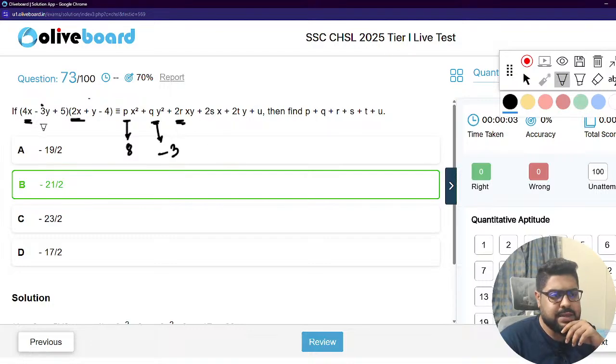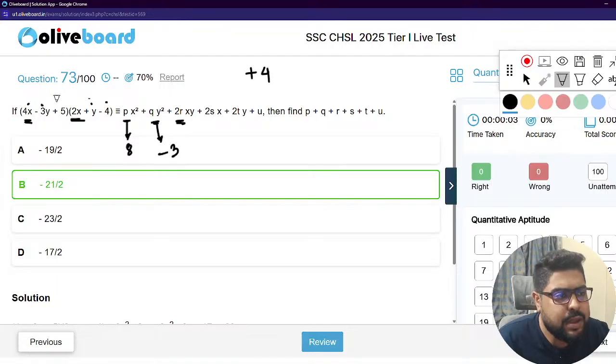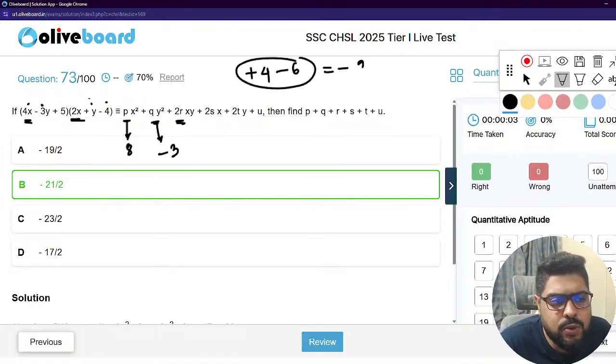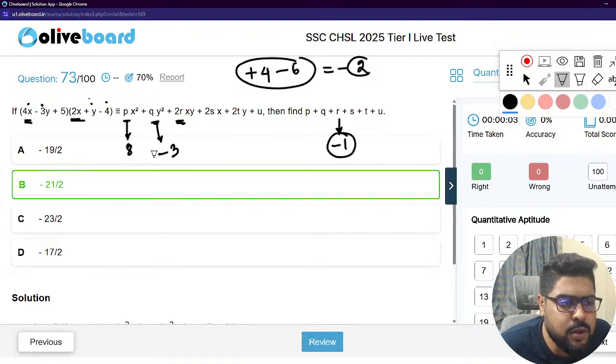2r xy, sir. xy will come from 4x and y, that is plus 4. Minus 3y into this, that is minus 6. That is, sir, minus 2. 2r is minus 2, so r will be, sir, minus 1. So 8, this is minus 3, this is minus 1.